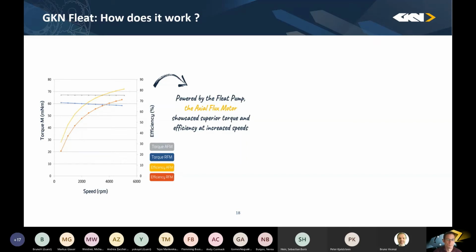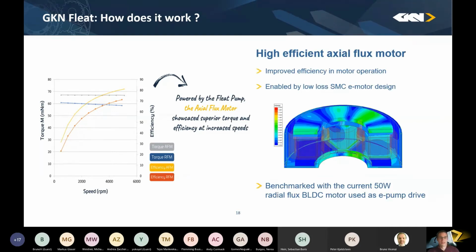First, let's talk about the motor. We chose an axial flux motor, as already said, on one hand because it has better efficiency in the motor operations, and it's also enabling lower losses with the SMC design. And we showed a benchmark here, which is for the 50-watt pump system, where the conventional technology would be a brushless DC motor as drive for the same system. So it's a one-to-one comparison where we see that with the axial flux design, we can improve the efficiency, especially in this space environment which we had.